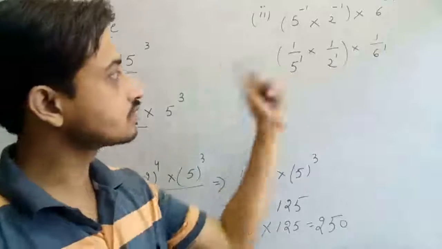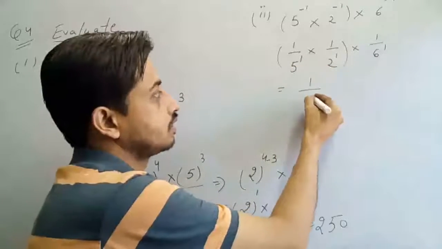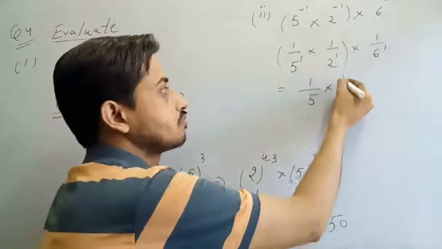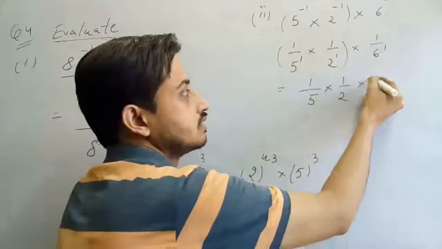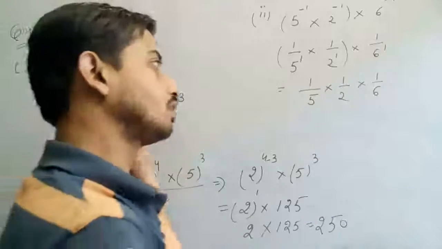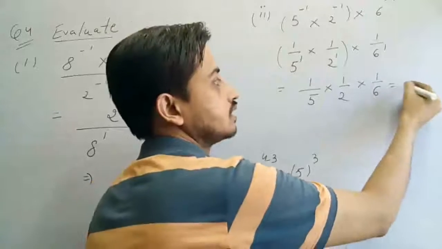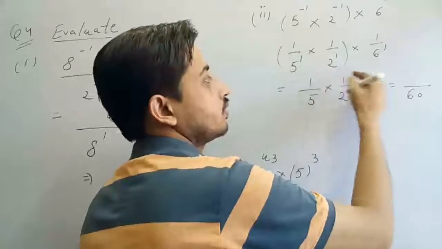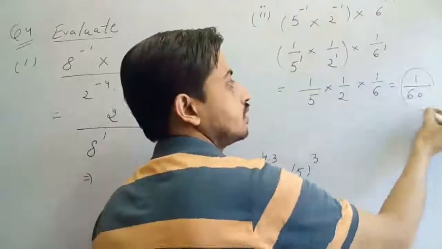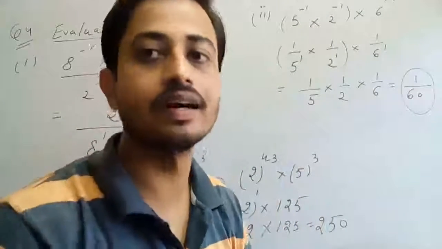Now all the terms are in terms of multiplication. Firstly, you have to remove the power 1. It can simply be written as 1 by 5, 1 by 2, and this is simply 1 by 6. Now do multiply. 5 into 2, 10. 10 into 6, 60. And 1 into 1 into 1, the answer is 1. So the answer is 1 by 60. So please make a note.